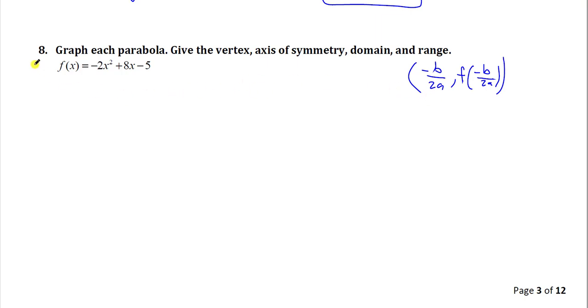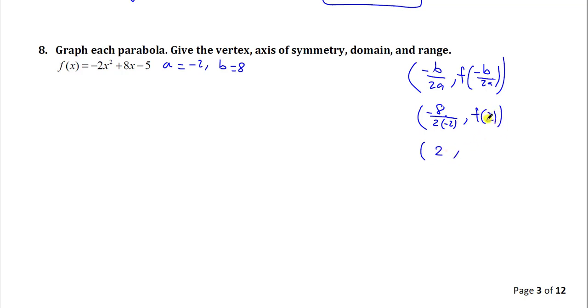Now the first thing is to identify what is a and what is b in this case. So I know that a is the coefficient before the x squared term, or minus 2. b is the coefficient of the x term, or 8. So I can go down here and find minus b, minus 8 over 2a. a is minus 2. 2 times minus 2 is minus 4. Minus 8 divided by minus 4 is 2. And then I can just find f of 2.